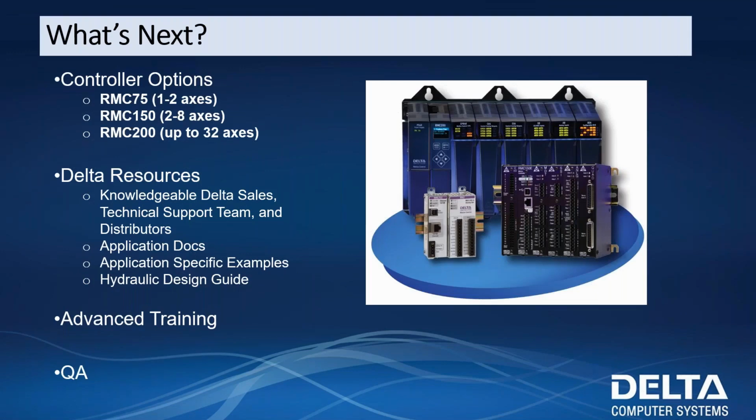Okay, so what's next? If you have an application that you're ready to use an RMC for, we've got many good options. Really, the big difference between our offerings here, the RMC75, the RMC150, and the RMC200, is the axis count. The RMC tools program that I was using as we went through this webinar is going to be used with each of the 200, 150, and 75. So we were using an RMC200, but we could have just as easily been using an RMC75 or an RMC150 for this demonstration, and nothing would have looked different.